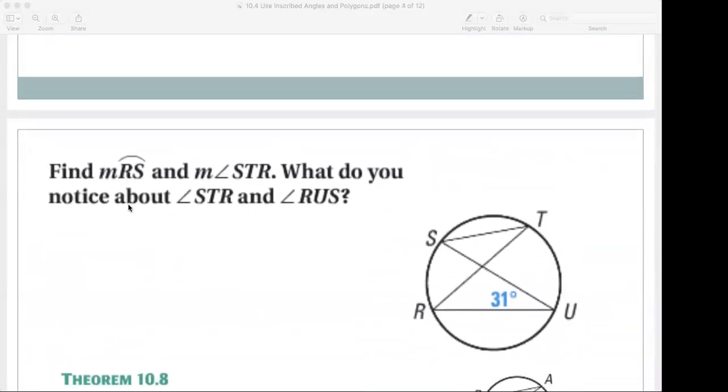Find the measurement of arc RS and the angle STR. What do you notice about angle STR and angle RUS? All right, what a mouthful. Let's start from one question at a time. Find the measurement of arc RS. So they want this arc here.